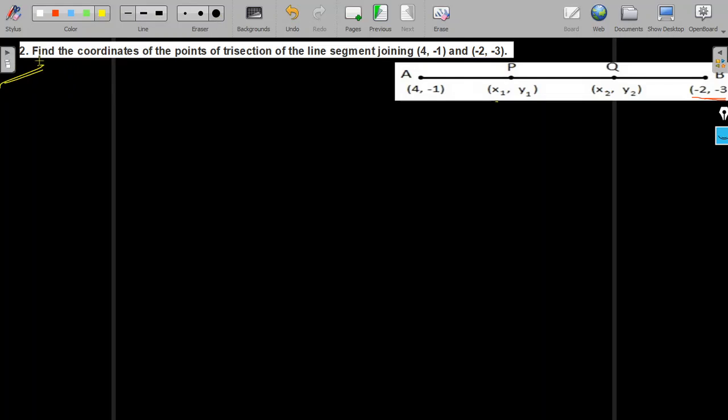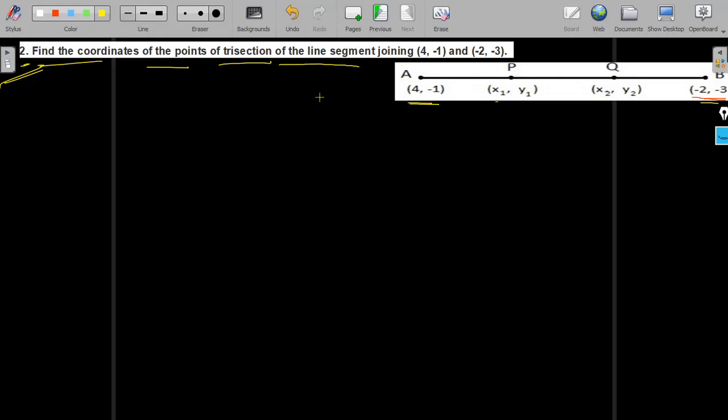So today we are going to discuss question number 2. Here we have to find the coordinates of the points of trisection. Trisection means two points which divide one line segment into three parts, of the line segment joining A(4, -1) and B(-2, -3). So what are the points of trisection? Point P and point Q.